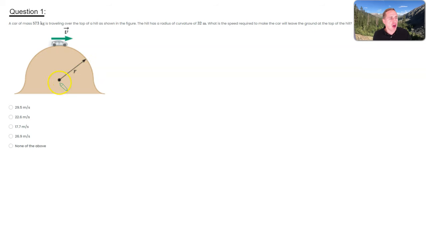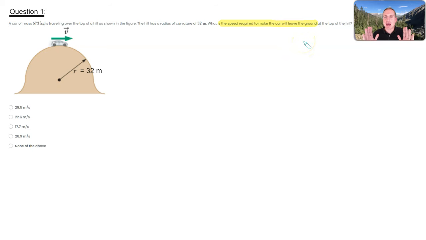Okay, so a couple things to look at here. First of all, this R here is what they mean by the radius of curvature. So that's the 32 meters. We know the mass of the car, but I think we're actually going to see here that we're not going to need it to do the calculation. It won't be required, and I think we'll see why in just a moment. We want the speed required to make the car leave the ground.